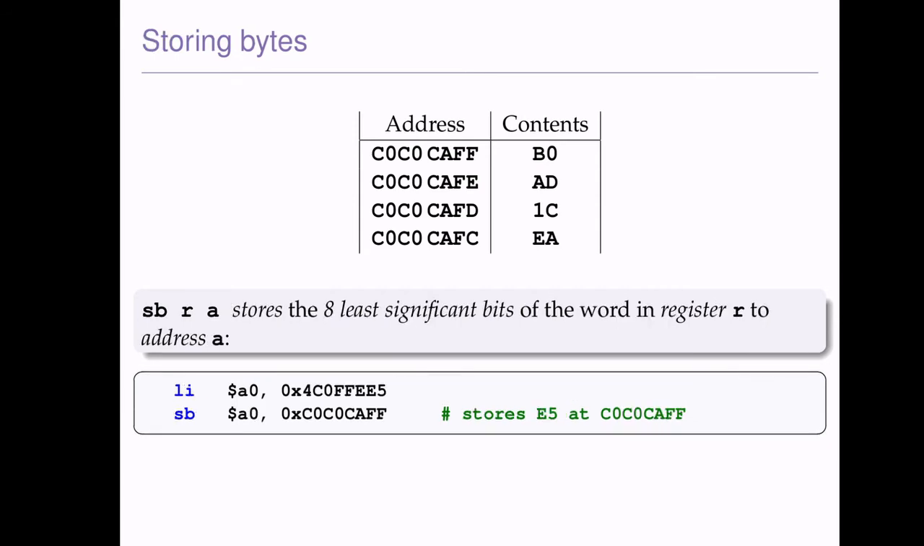Similarly to load word and store word, we can store bytes. So if we were to have a memory address set up with contents, we could use store byte, which stores the 8 least significant bits of the word in register R to address A. What we could do is we could move bytes around. So if we were to load immediately the value of 4 coffees into A0, and then we were to store the byte from A0 into CocoCaf, what that would do is it would look at 4 coffees and say that E5 is the least significant byte, and that's the one that's going to be stored to the address, and it will store E5 at CocoCaf, like so.